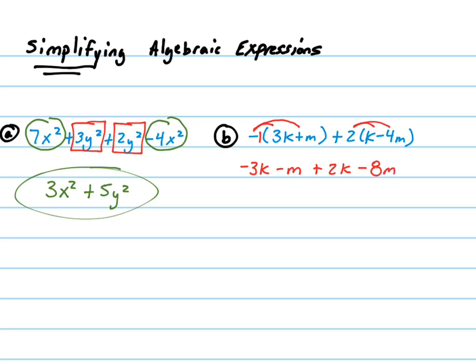Now we're going to combine like terms. So negative 3k, positive 2k, negative 3, positive 2. That's going to give us a negative 1k. And then we've got negative m, negative 8m, which is going to give us minus 9m.